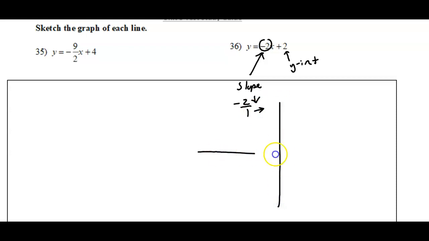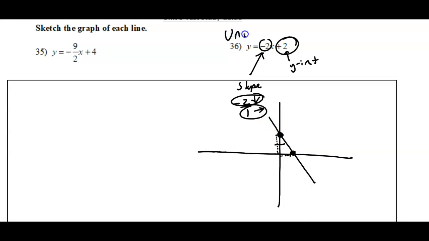So when you want to graph a line, the first thing you do is you plot your y-intercept. So I'm going to go up 2 on the y-axis. Then I'm going to go down 2 and right 1. Down 2, right 1. And put another dot. And there's the graph. Okay? So if you want to review that stuff, I would say take a look at Unit 1 notes. Look at our first unit notes.